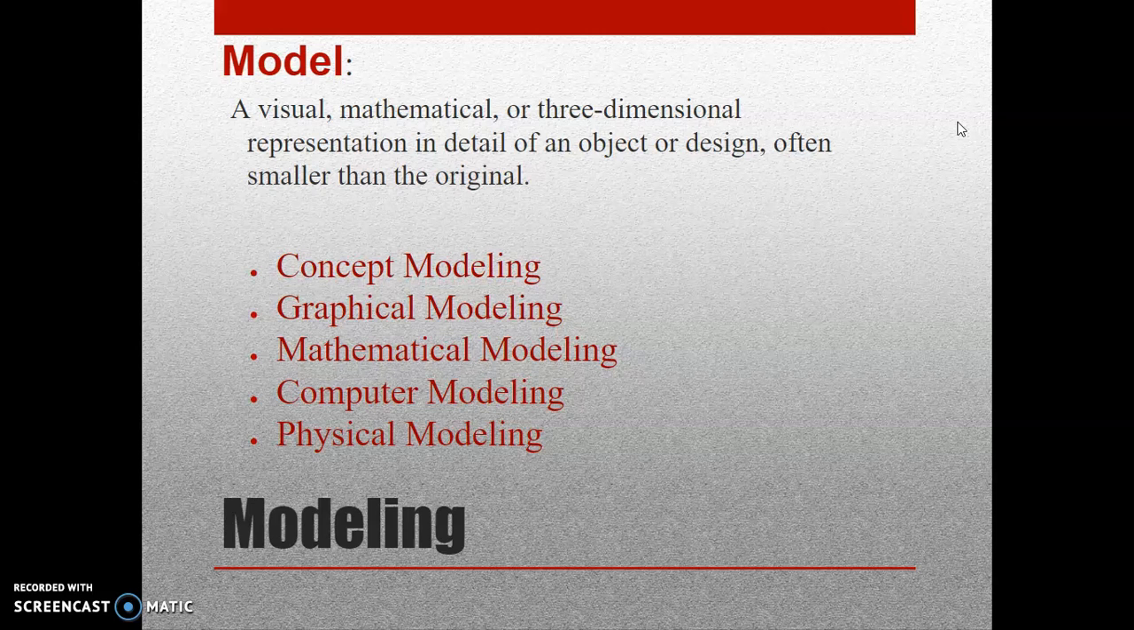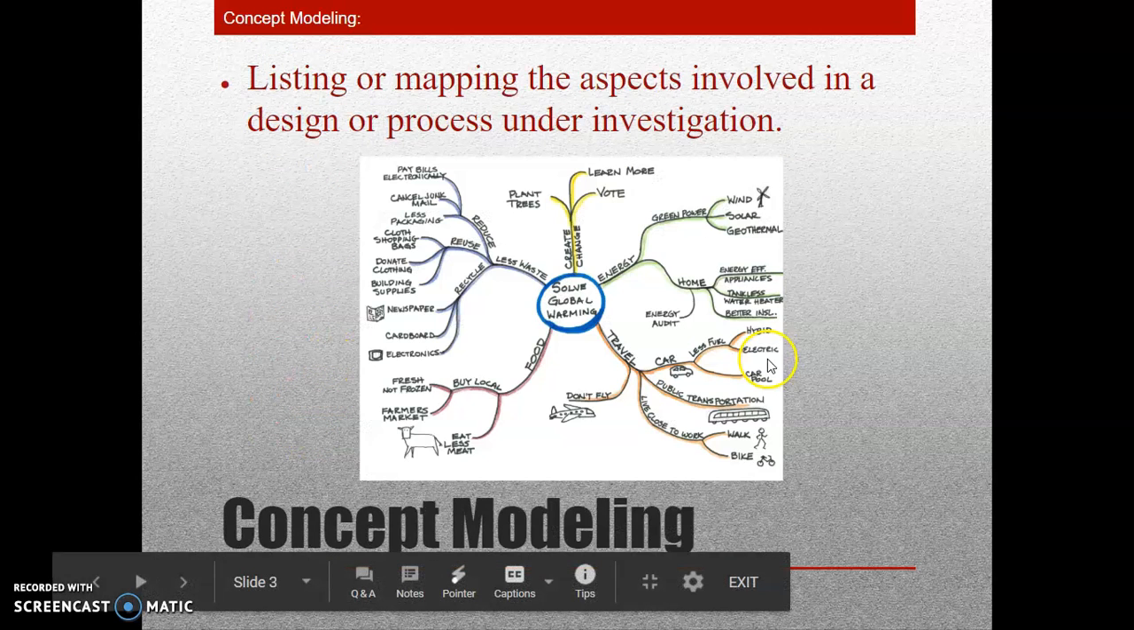So a model is a visual or mathematical or three-dimensional representation in detail of an object or design. It's often smaller than the original, so that's why it's a model. Now you can have a larger or smaller one, but most times it's a smaller one. So we have several different types of models: concept, graphical, mathematical, computer, and physical.